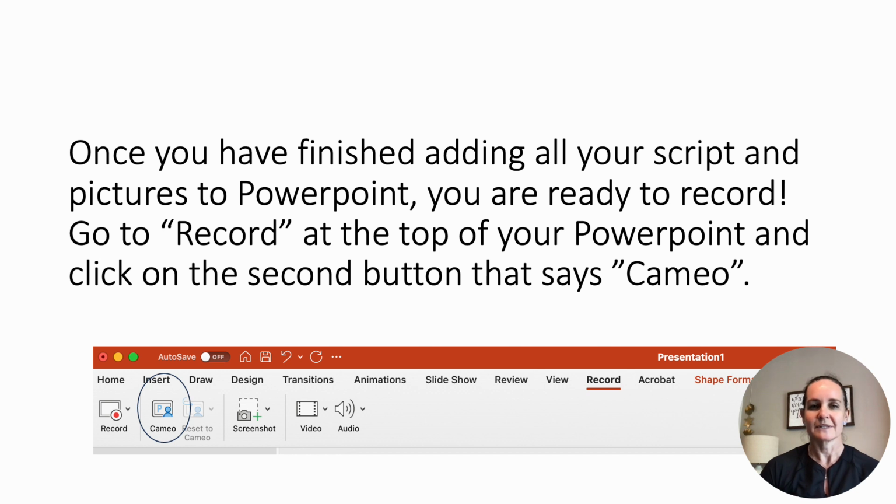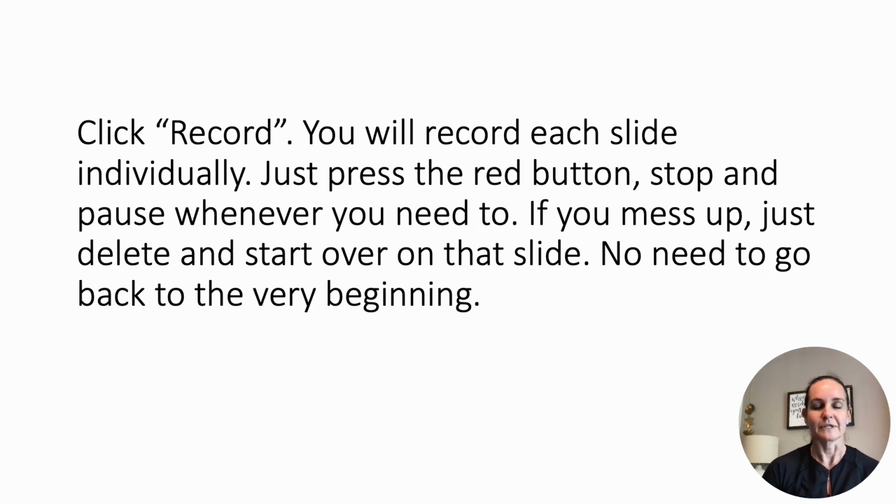Just go to record at the top of the PowerPoint and click on the second button that says Cameo. Click on record. What I love about PowerPoint is that you will be able to record each slide individually. So that way, if you mess up, you can always go back and delete and start over from scratch. Just press the red button, stop and pause whenever you need to. There's no need to go back to the very beginning of your presentation.